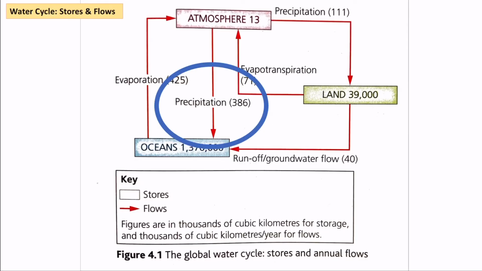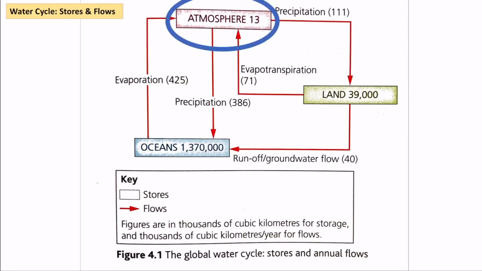stores. We also can notice that the atmosphere actually, despite taking up quite a large part of Earth, actually stores very little water. And this is because the water is cycled really quickly from the atmosphere back into another store. So we say it has a low residency time. It's not kept in the atmosphere for very long. They say the average water molecule actually has a residency time of about 9 days.